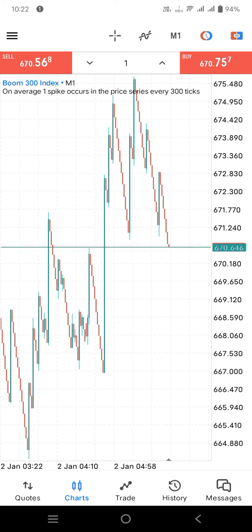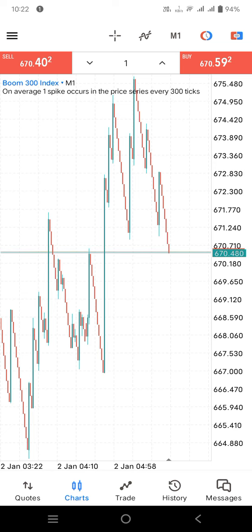So first of all, you have to switch to the minute 1 or minute 5 time frame. If you have great patience, then minute 5 is very good. But if you want to use the minute 1 time frame, you can. There are only a few things you have to notice before taking a trade. Let me explain.